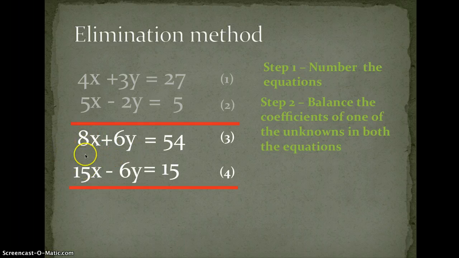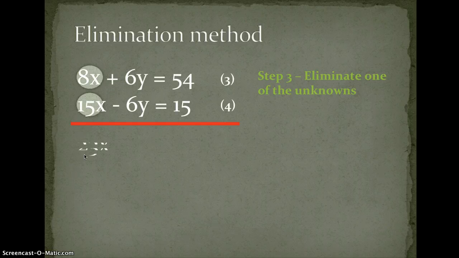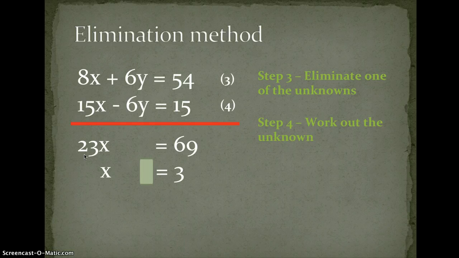So 8x plus 15x. Okay, now I change the slide. 8x plus 15x is 23x. Now 6y plus -6y is 0. So that's eliminated. Then 54 plus 15 is 69. I will divide both sides by 23 and x is 3. Now I can substitute x by 3. Let's choose an equation.